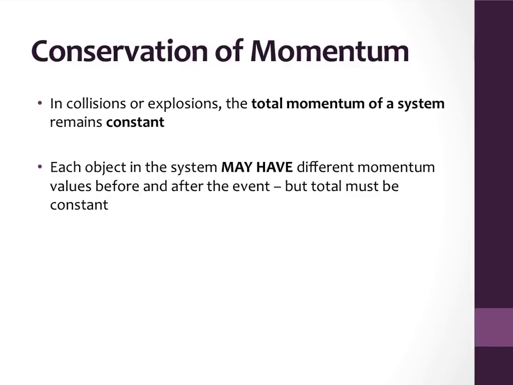Alright, now when you change an object's momentum, it's likely because of a force, and where do you encounter forces like this? Collisions, car accidents, or explosions. So in these types of problems, you're going to see this idea of conservation of momentum, where the total momentum of a system remains constant, never changes. So here's how we represent the equation. The momentum before the incident is equal to the momentum after. But I must indicate here, this is total. So each object in the system may have different momentum values before and after the event.